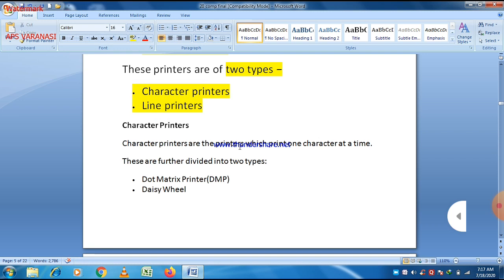So there are two types of printers here: character printers and line printers. As the name suggests, character printers. So let us take them one by one. First of all, character printers. Character printers are the printers that print one character at a time. And in character printers there are again two categories: dot matrix printers and daisy wheel. So these are the two different types of character printers.